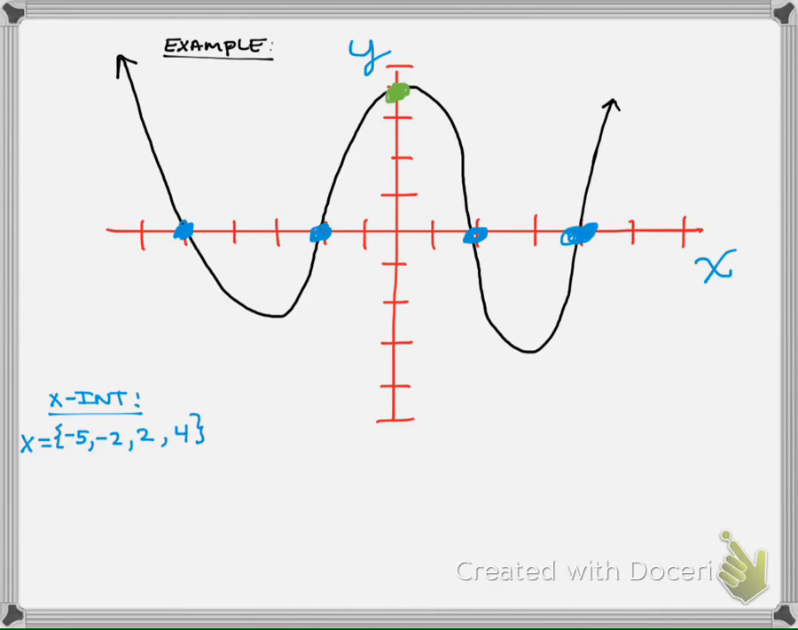Let's do it in green. So the y-intercept is, in this case, y is equal to +4. Okay. So the x-intercepts just simply mean where did the graph cross the x-axis or the horizontal line, and the y-intercept is where does the graph cross the y-axis or the vertical line.